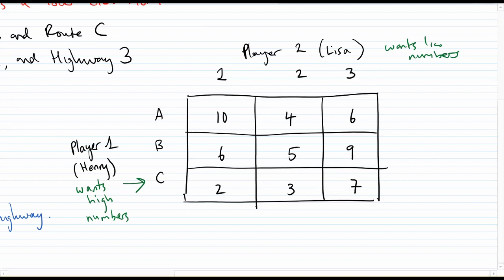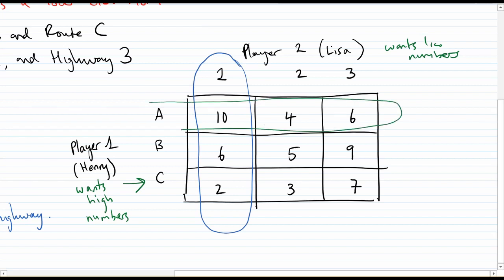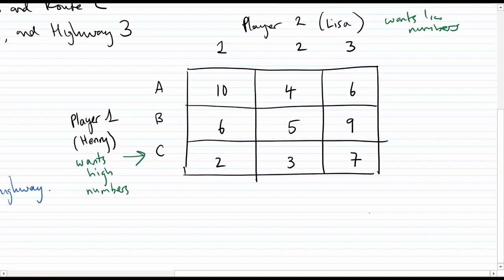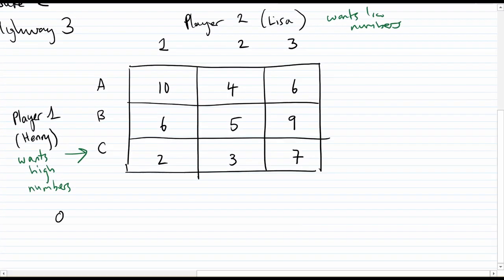All right, and so what about Lisa? Well, Lisa wants that really low score of 2, but Lisa will only get that by playing in column 1, that is picking highway 1. And that's a little bit risky because if she picks highway 1 and Henry picks route A, then they could be in trouble. Lisa's going to end up with that restaurant built very high up. So you can see there's kind of a dynamic back and forth that's going to happen when deciding which route to choose and which highway to choose. So what I want to focus on is the following question.